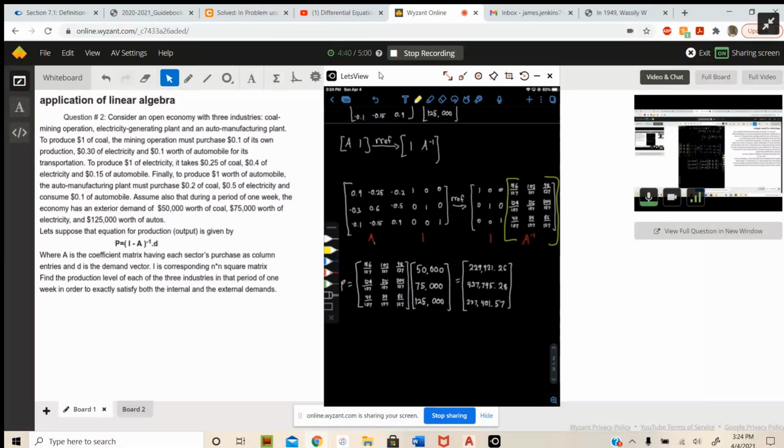When we multiply these out following this format, 186 times 50,000 plus 102 over 127 times 75,000 plus 98 over 127 times 125,000. We do that for each row, and we're left with the coal industry producing $229,921.26 in 1 week. The electricity industry produces $437,795.28 in 1 week, and the automobile industry produces $237,401.57 in 1 week.